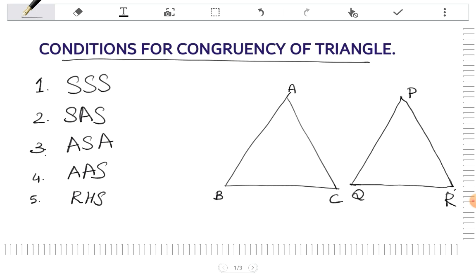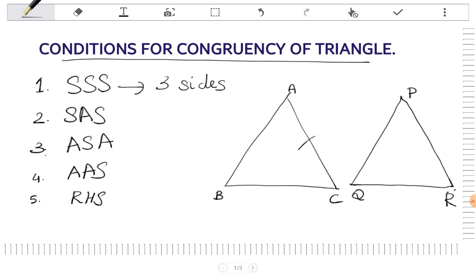There are totally 5 conditions to prove that the given triangles are congruent. So our first condition is the SSS condition. Here S stands for side. So the SSS condition means if 3 sides of the given triangles are of equal length, then we can say that those triangles are congruent. Suppose let's see in these two triangles.